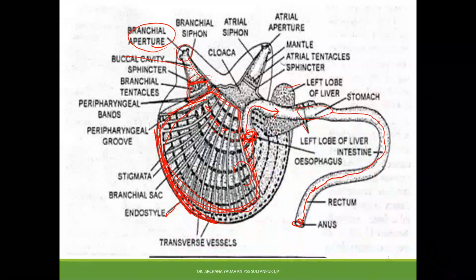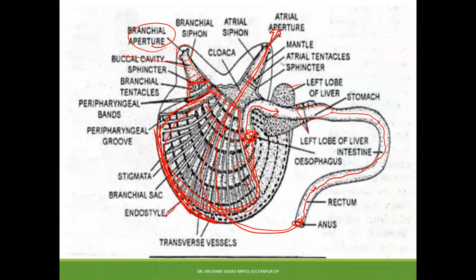So this anus opens to the outside of the body, and they expel all the waste material through this aperture, known as the atrial aperture. So this anus goes towards the atrial aperture. Through this aperture they exit all the waste material, expelling it outside the body.